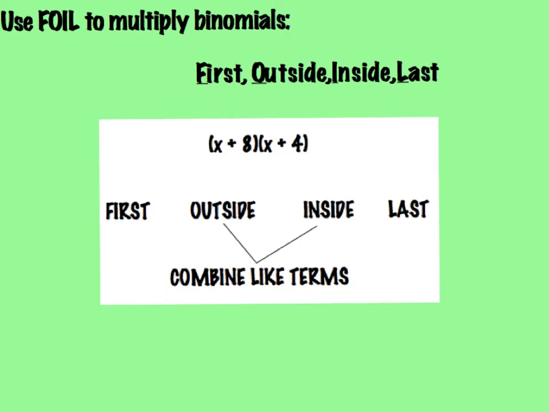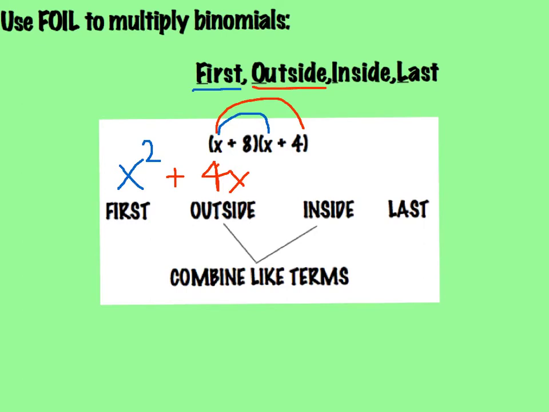FOIL says you have to look at the two binomials and multiply the two terms that are first in each parenthesis. So that would be multiplying x times x, because they're the first terms in each parenthesis. So x times x is x squared. Now we have to multiply the outside terms. So x is on the outside and 4 is on the outside. So x times 4 is 4x. So those are my outside terms.